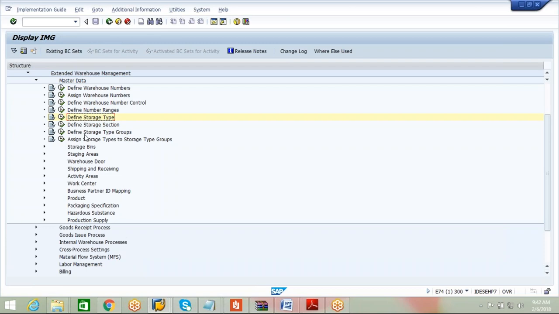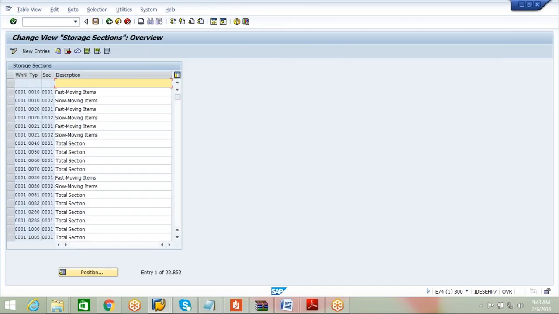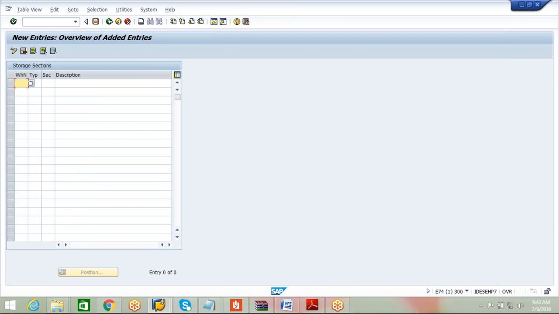The next step in the structure: define storage section. Go to new entries. AIPL is my warehouse. Storage type is fast moving items. Within the fast, assume that we are dealing with some high racks and low racks. Section: high racks, one section.